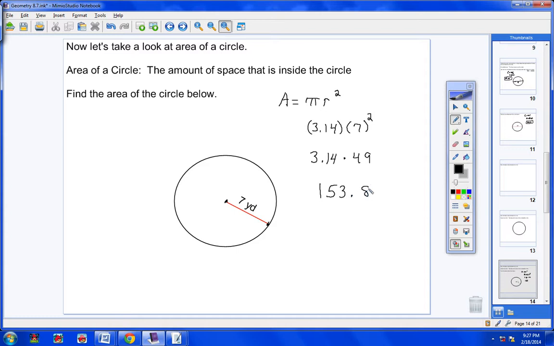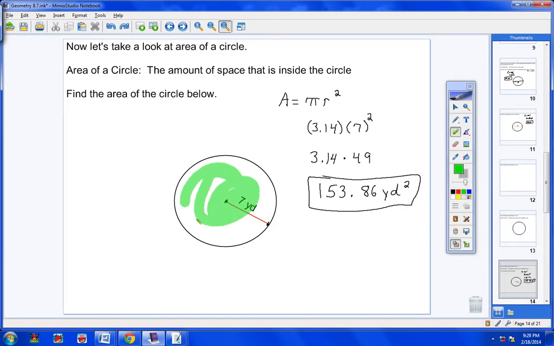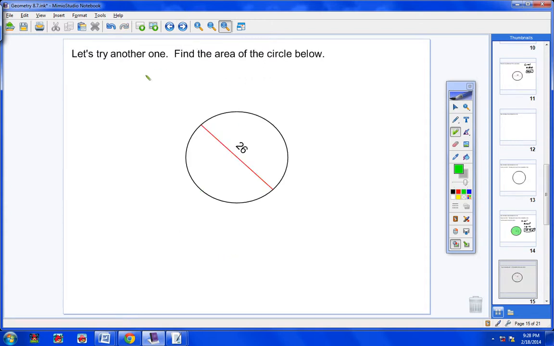153.86. Now that would be square yards because we're dealing with area now. So we would simply say 153.86 square yards. So there you found the area of the circle, or in other words, you found the space. You found the amount of space that's inside the circle. Okay? And that's what area is. Okay? All right, let's go ahead and try one more of these. Then we're going to move on to actually some pretty difficult math. So I hope you guys are ready to think. All right?